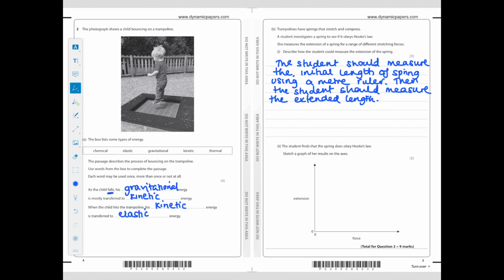And lastly, we've already given 3 marks worth of points, but you could also mention that you should take the measurements from the same points on the spring each time, or you should place the ruler with a 0 at the bottom of the spring. But for me, those aren't as obvious.